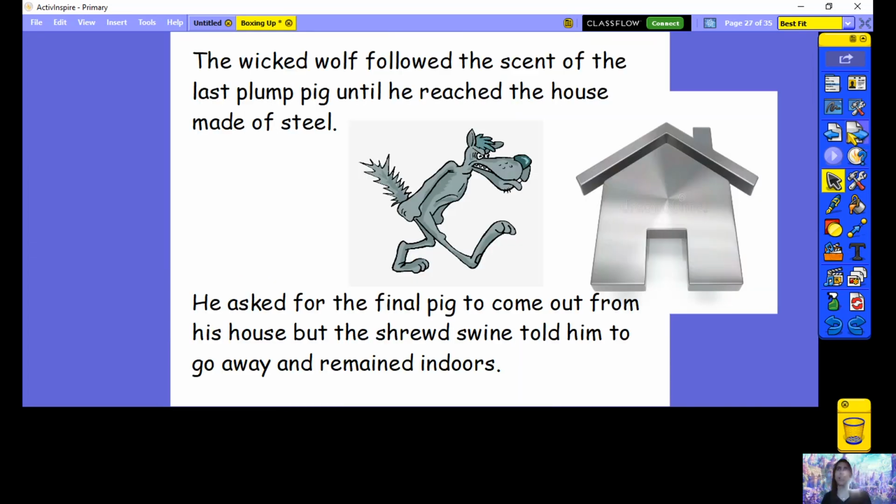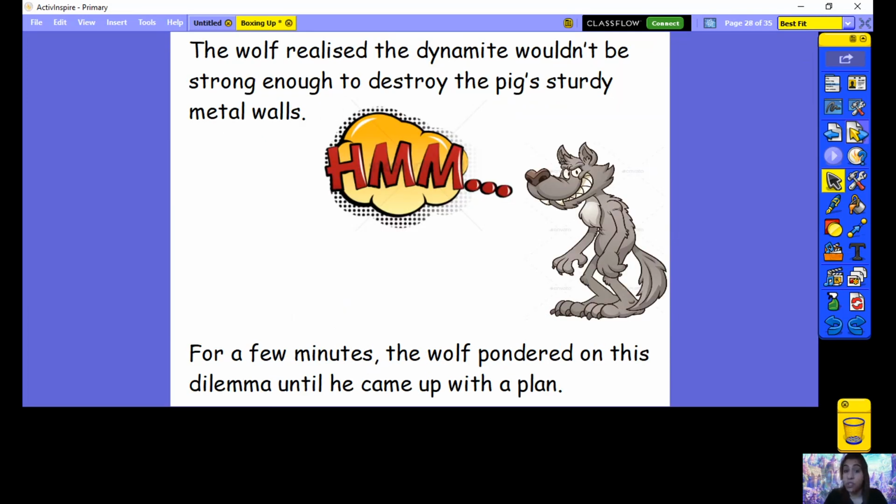Okay, so third section or fourth section, Miss Jowdy's getting confused. The wicked wolf followed the scent of the last plump pig until he reached the house made of steel. He asked for the final pig to come out from his house, but the shrewd, so clever, swine, another word for pig, told him to go away and remained indoors. The wolf realised the dynamite wouldn't be strong enough to destroy the pig's sturdy metal walls. For a few minutes, the wolf pondered, so thought, on this dilemma until he came up with a plan.